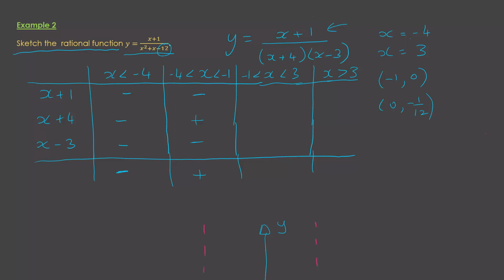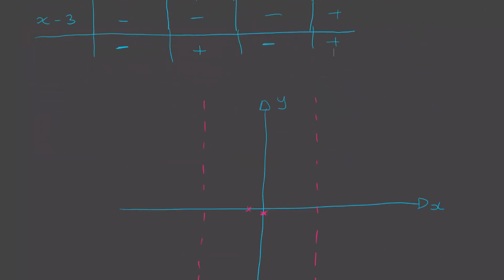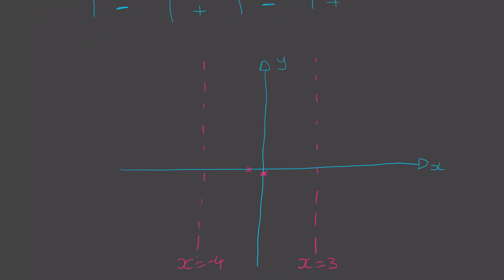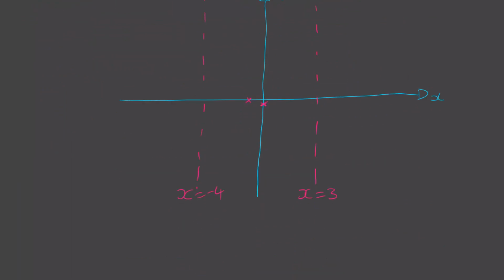Between negative 1 and 3, this one will become positive as well, and so overall the function is negative. And then past 3, all three of those are positive, so the graph is positive. And that tells us the regions the graph will be in. So it's going to be down here, it's going to be up here, it's going to be down here, and then it's going to be up here. So let's just get rid of that shading.